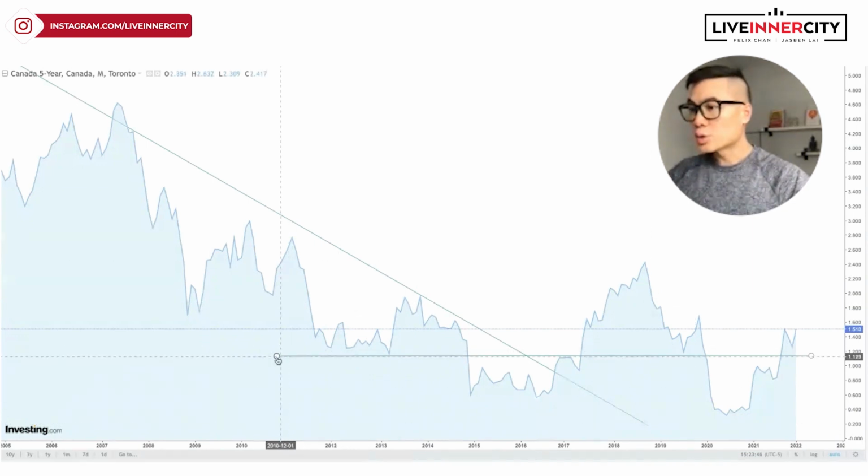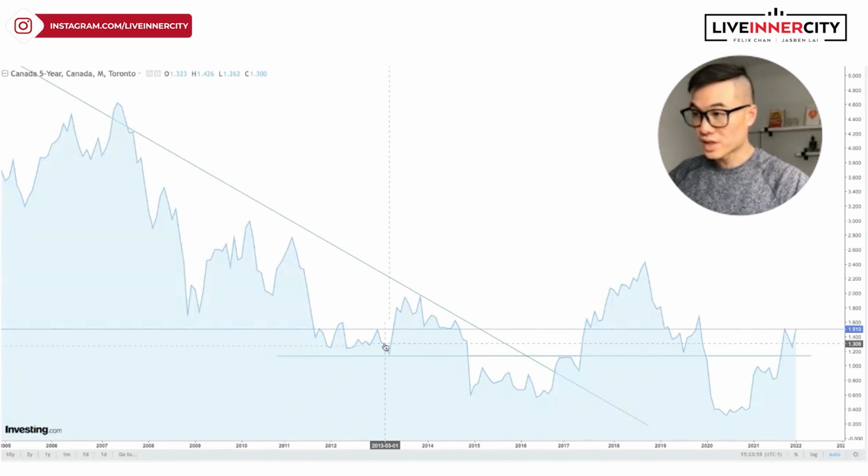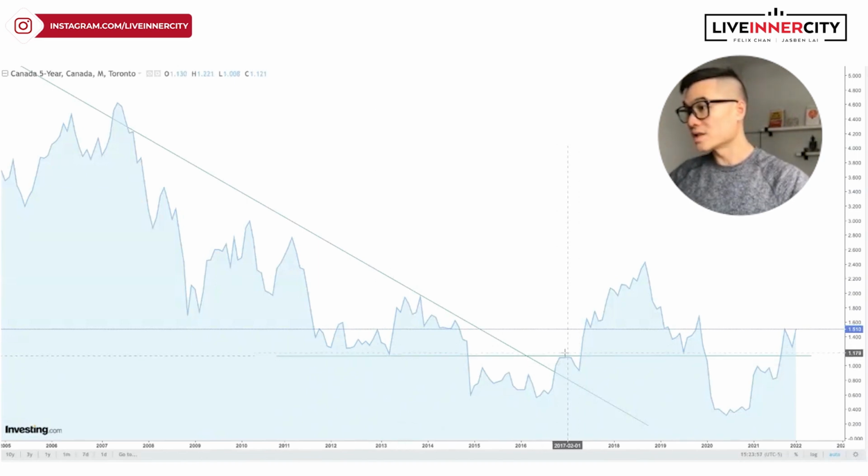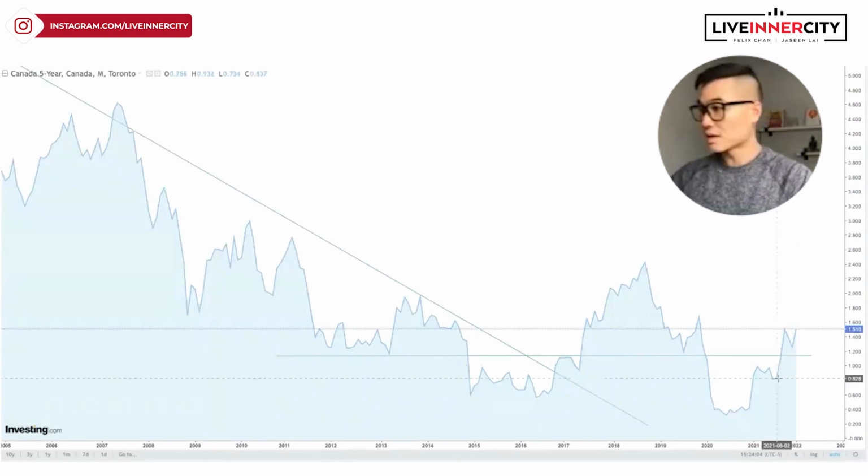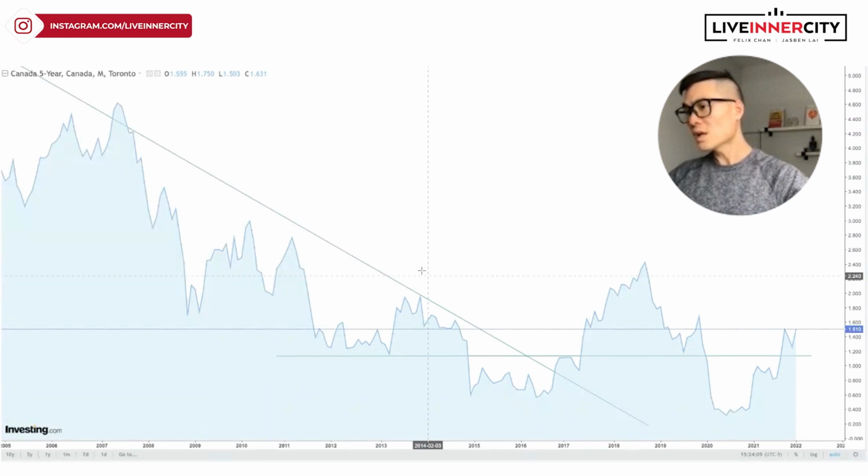So I drew a support line here, and this kind of goes back from 2011, or I guess starting in 2013, because we do have a support here. We do have resistance here, another support point, and now you can see that we are above this support line. Now, we're still above the resistance line, okay?